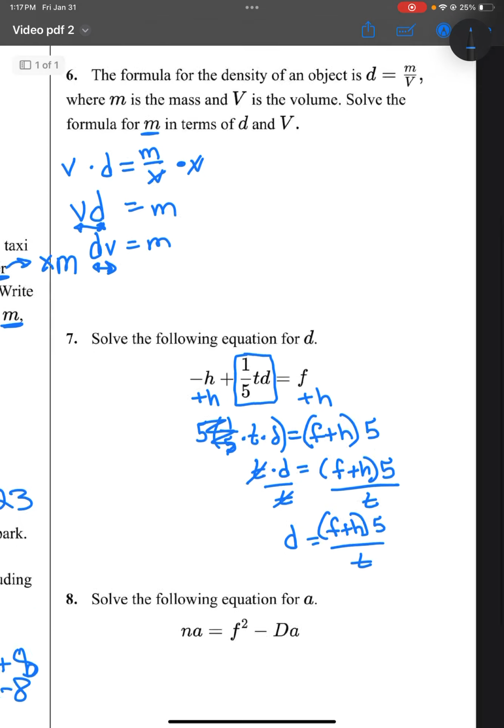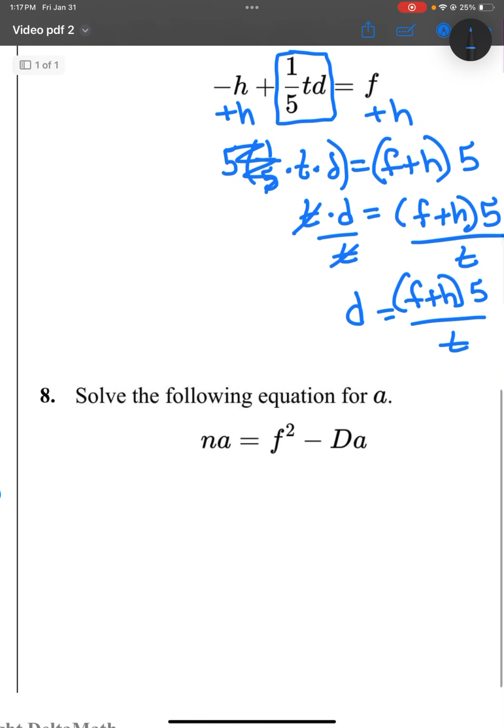All right, number 8 is our final problem. This one is a little tricky. They want us to solve for a. But we see here a is on both sides right now, so let's get a, or terms with a, on its own side. So by that, I'm going to add dA to both sides.